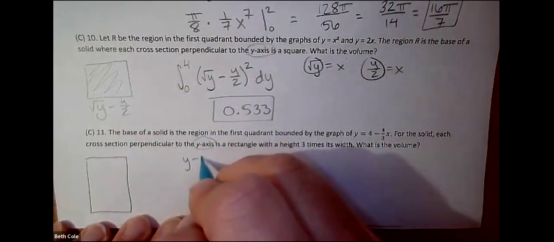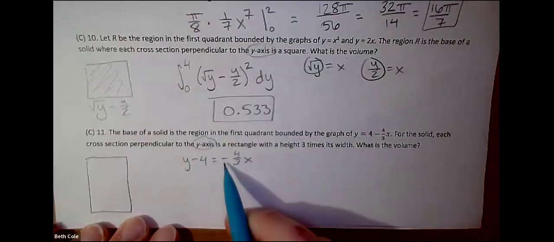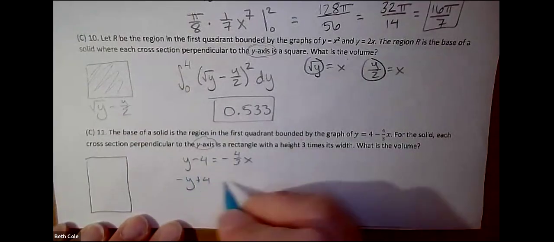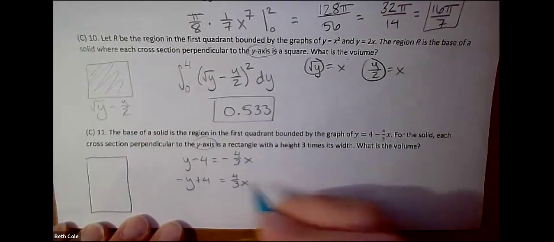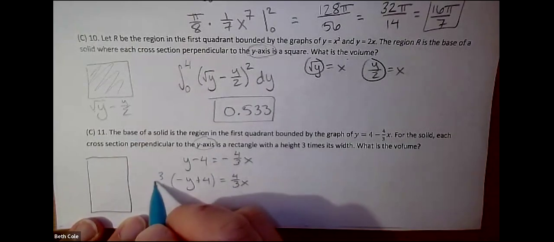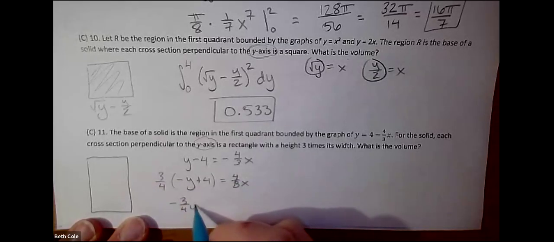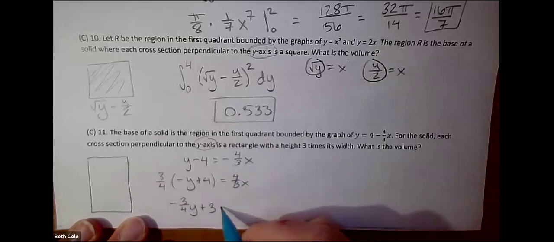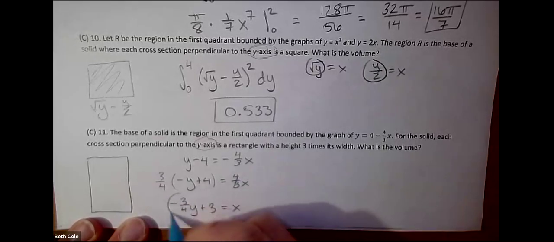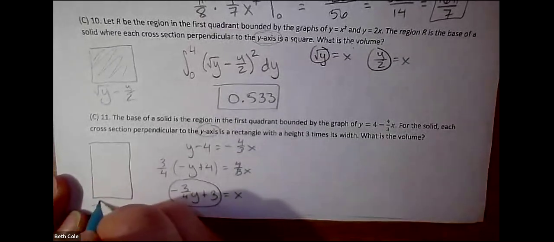I'm going to subtract the 4. I'm going to divide over the negative. And then to cancel out a 4/3, I'm going to multiply both sides by 3/4. So distributing that through, we'll have negative 3/4 y plus 3. The 4s are going to cancel there. All right, so that is going to be the base of our shape.